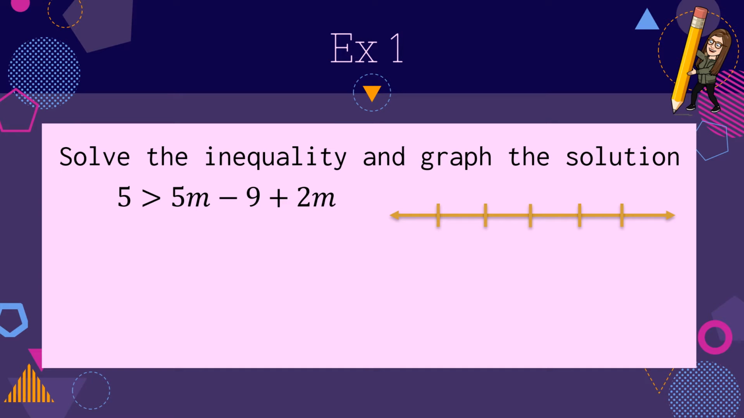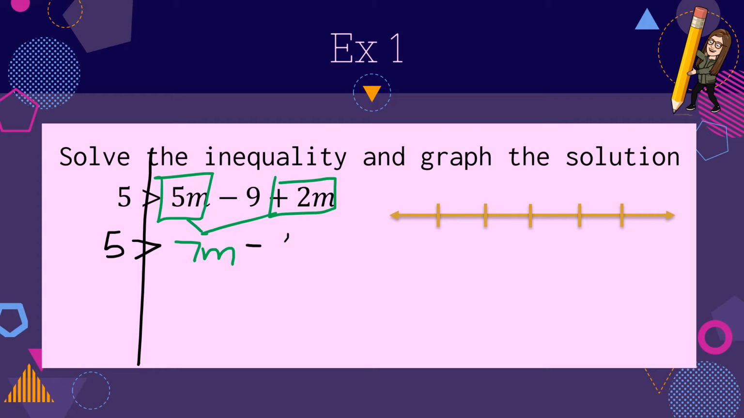So let's jump into today's task. Our first step is to combine like terms. I have 5m and +2m, and that combines to get 7m. Everything else drops down. We're then going to undo our addition and subtraction. Instead of -9, let's add 9. Opposites go away. I now have 14 greater than 7m.